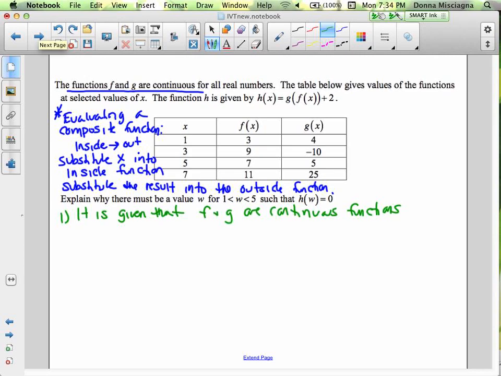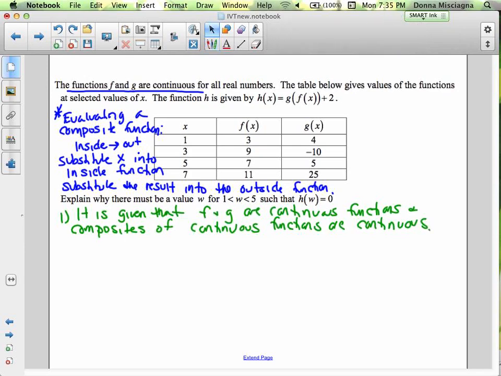Remember, one of the things we learned when we were studying continuity is that composites of continuous functions are also continuous. So you've got to state that too. We've got to show not only are the functions continuous that we were given, so is the composition. Composites of continuous functions are continuous. There we go. So we've got step 1.